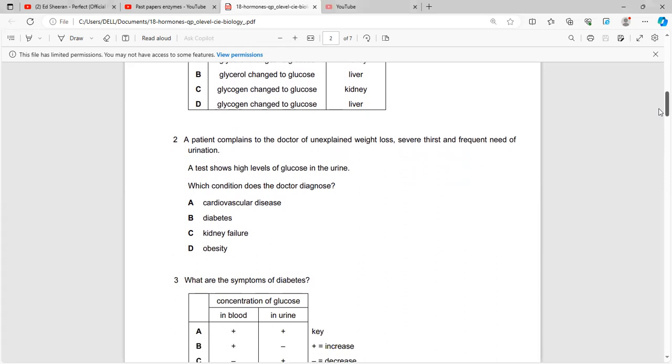Now, in question number two, these are the cardinal signs of diabetes mellitus. You can remember them by the three P's: polydipsia, polyphagia, and polyuria. Polydipsia means increased thirst, polyphagia means increased urge to eat, and similarly polyuria means an increased amount of urination. Now, why does a diabetic person need to urinate much more?